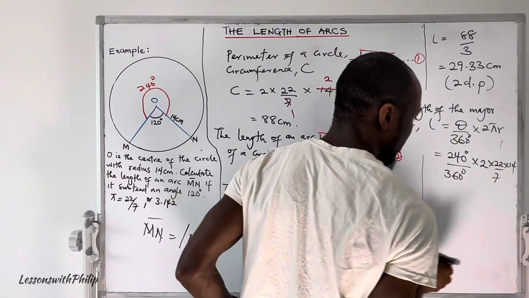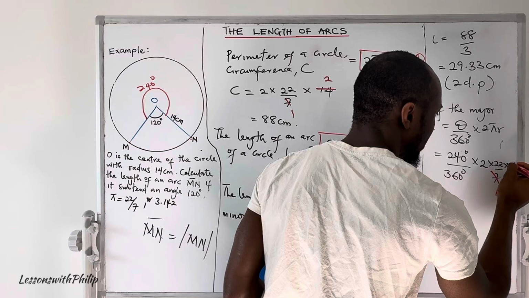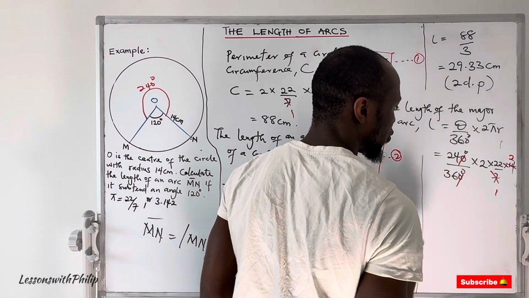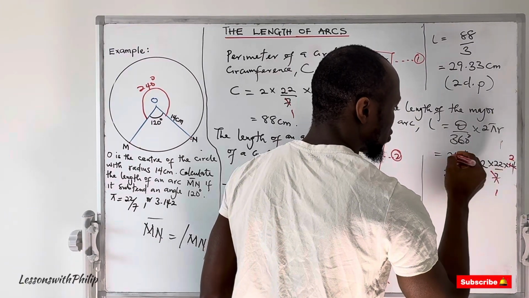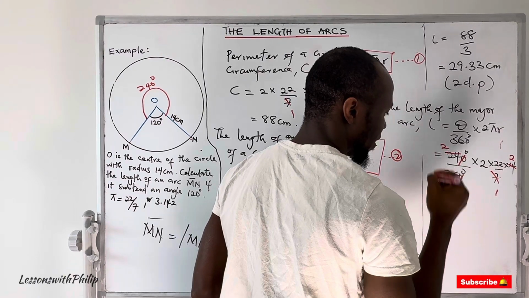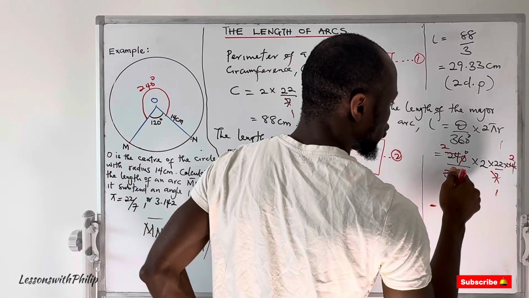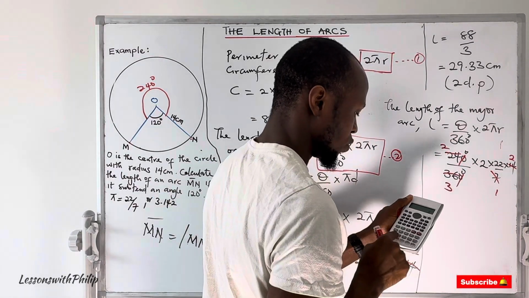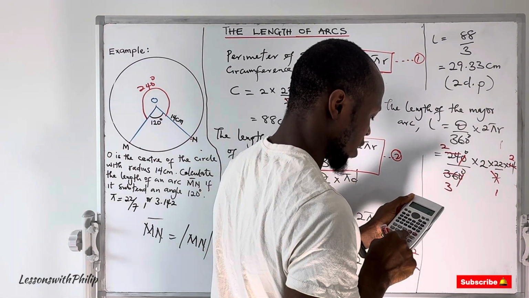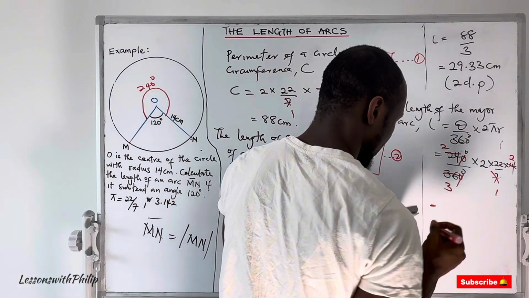Okay, as usual, 7 into 14 is 2, 7 into 7 is 1. 0 will cancel 0. Something can go 12 into 24 is 2, 12 into 36 is 3. So I have 2 times 2 times 22 times 2, which will give me 176.